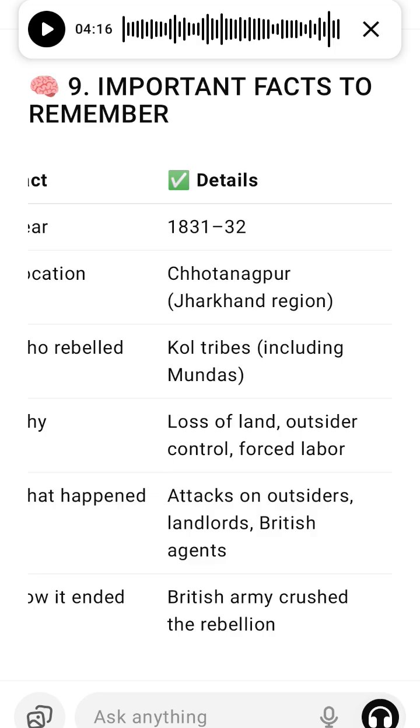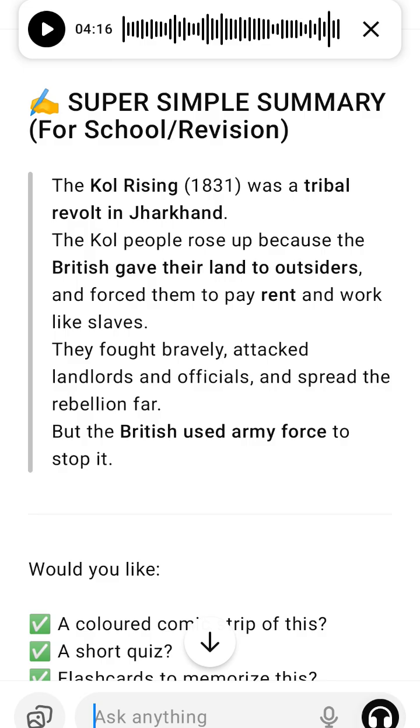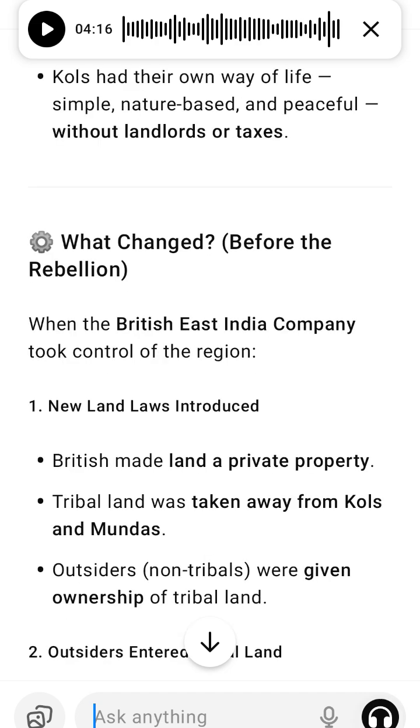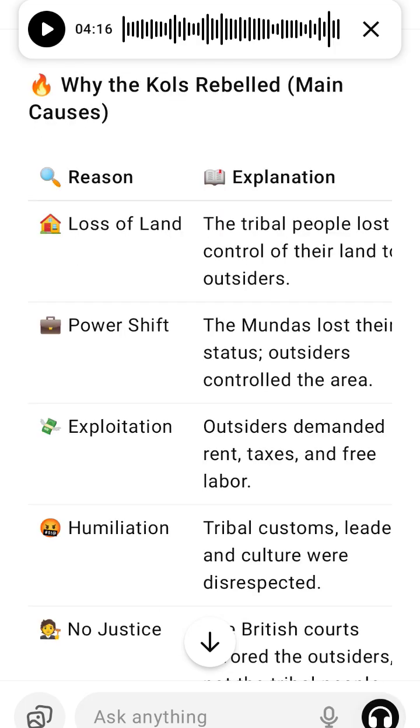2. Outsiders entered tribal land. Sikh and Muslim farmers, moneylenders and landlords came to settle. They bought or were gifted land by the British. The tribal people had to pay rent to these new landlords. 3. Exploitation and injustice. Kols were forced to work as labourers on their own land. They were abused, cheated, and insulted. Traditional tribal leaders lost their authority and respect.